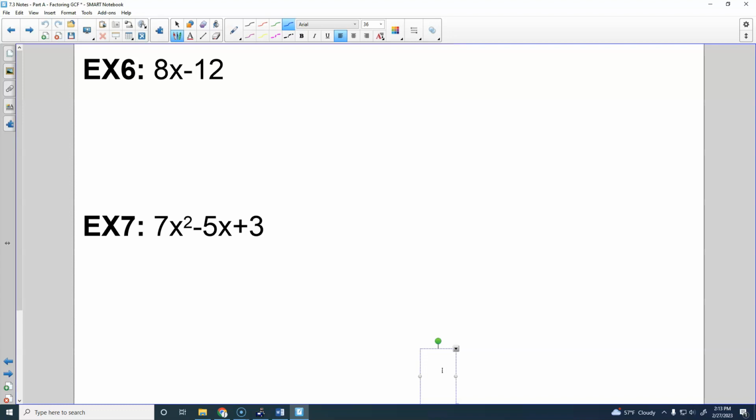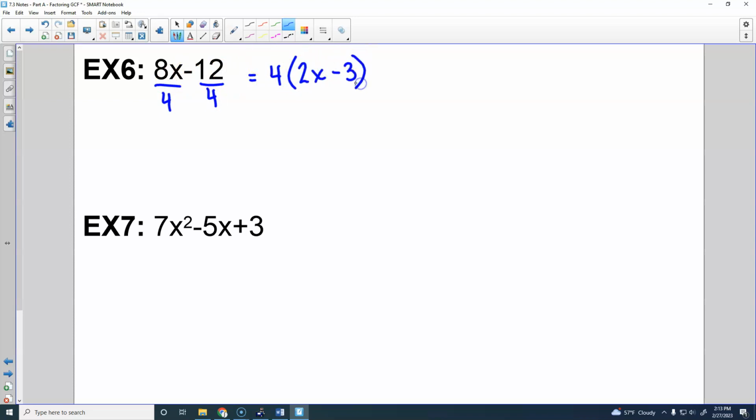Okay, for number 6, Blakeland, with 8x minus 12, what number could I divide both of those by? Okay, a 4. So we're going to have 4 out here, which will leave us with a 2x minus 3. All right, what about 7?